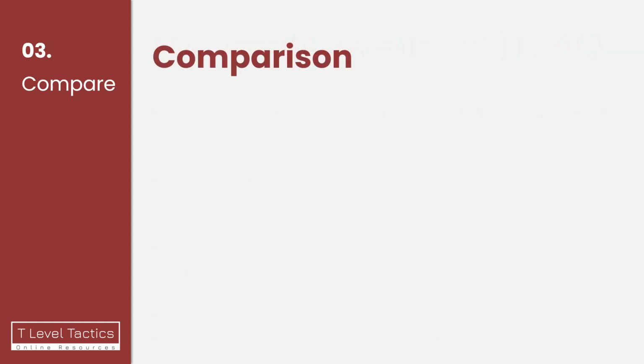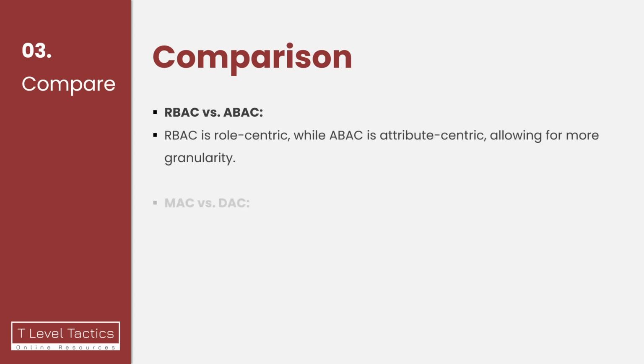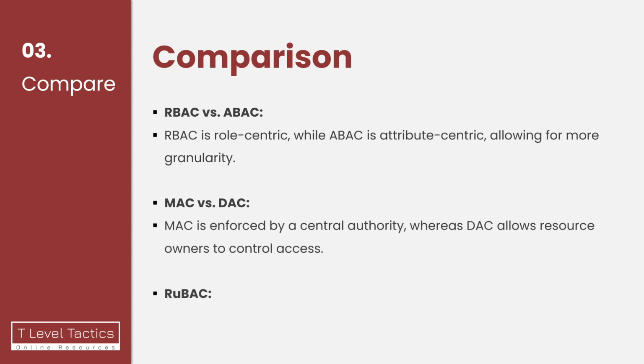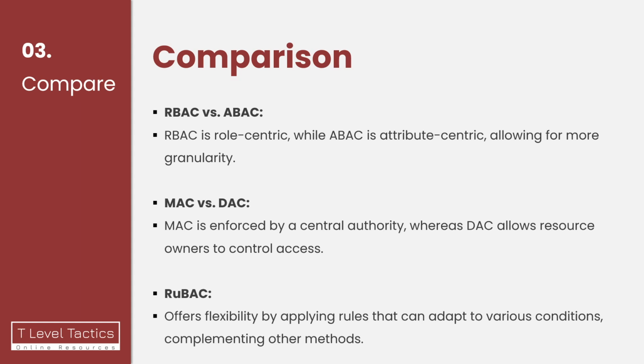So let's take a look at some of these different methods. We've got RBAC and ABAC. RBAC being role-centric, while ABAC is attribute-centric, allowing for more granularity. MAC and DAC, where mandatory access control is enforced by a central authority, whereas DAC allows resource owners to control access themselves. And RuBAC, which can offer flexibility by applying rules, can adapt to various conditions and complement the other methods. Now, these methods can be used in combination with each other, but you don't have to.